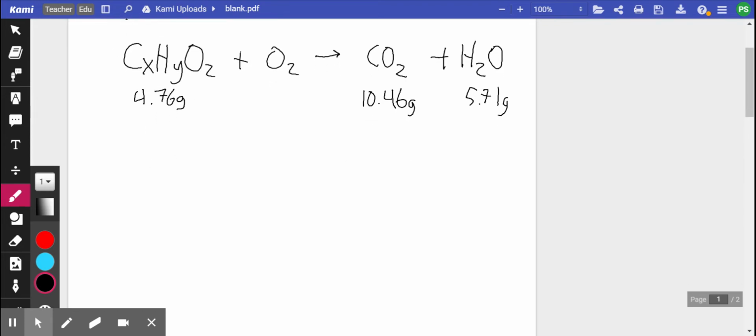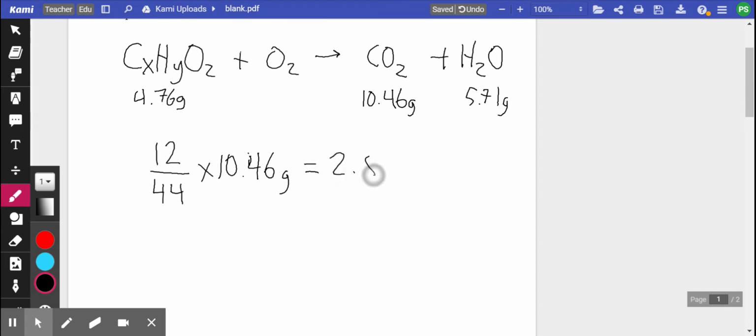Well, 12 grams of carbon are present in carbon dioxide of the 44 grams per mole. So we can see how much carbon is in the compound by multiplying the overall mass by the ratio of the carbon to the overall mass of CO2. So we get that of that 10.46 grams, we have 2.85 grams of carbon. Again, I'm rounding up in these calculations to keep the digits low.